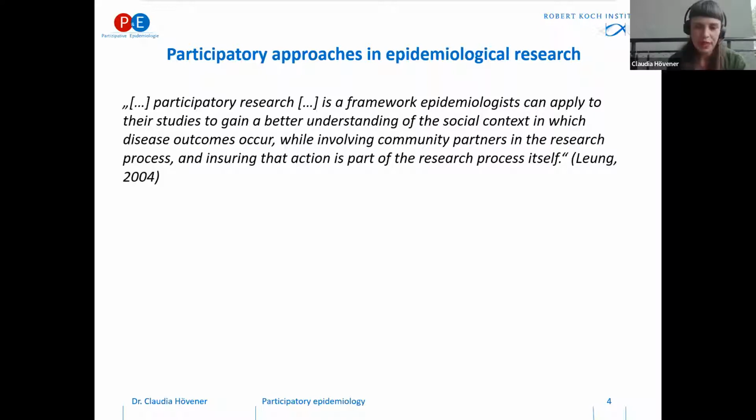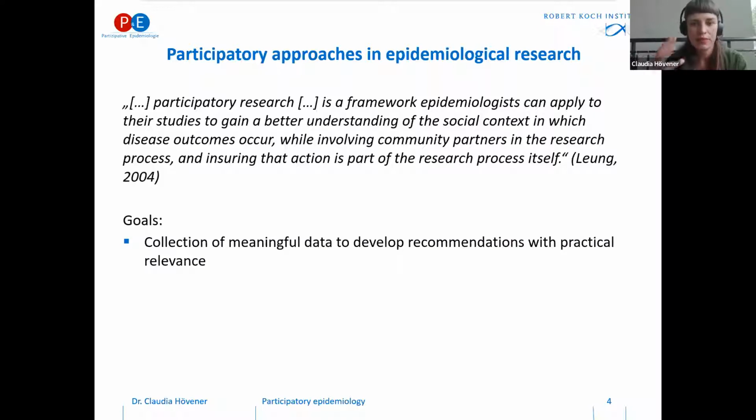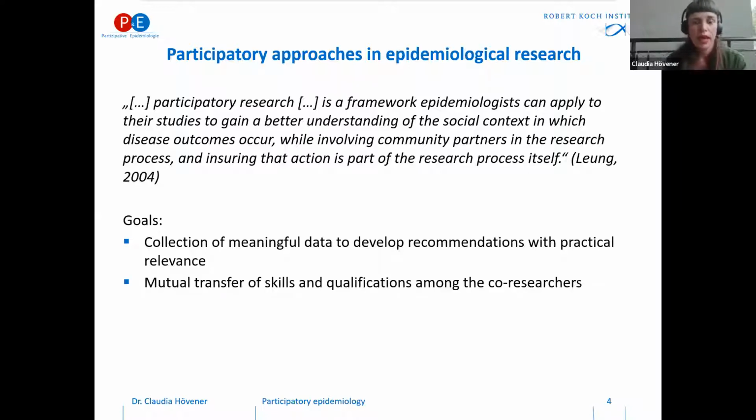So I think this quote highlights what the goals of participatory approaches in epidemiological research can be. So for one, collecting meaningful data to develop recommendations with practical relevance for different stakeholders, for the people we are doing research with, but also for stakeholders and politicians and researchers. Then the mutual transfer of skills and qualifications among the co-researchers, meaning that whoever participates in this process will learn from the other parties involved.